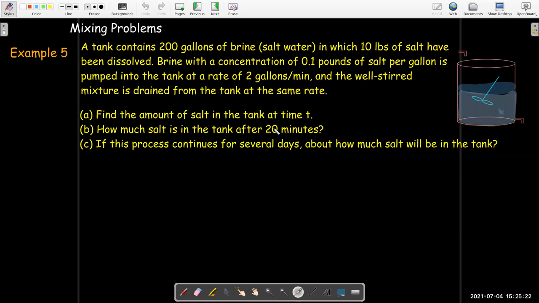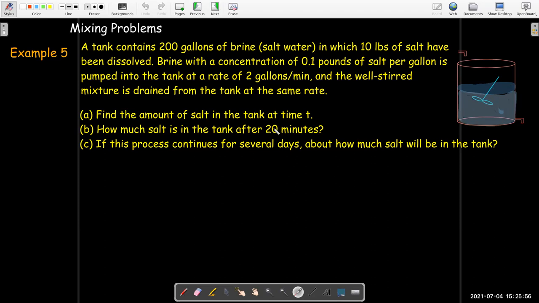A nice application where we can use this technique is mixing problems or salt tank problems. So in this example, we're going to have 200 gallons of brine. Brine means salt water, in which 10 pounds have been dissolved. So in other words, in those 200 gallons, you have 10 pounds of salt. You have a concentration in the tank originally of 10 out of 200.